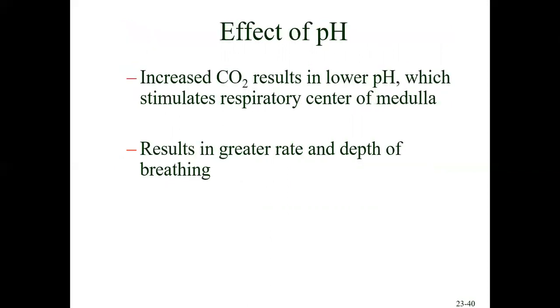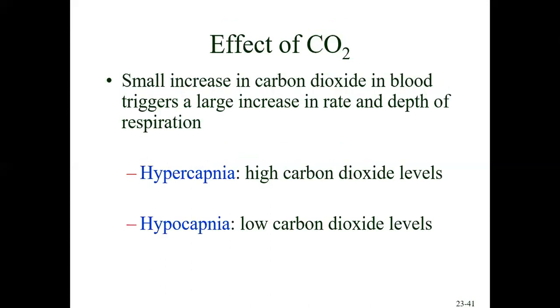Increased CO2 levels cause a lower pH, and usually that stimulates the respiratory centers in the medulla of the brainstem to make you have a faster breathing rate. It also tries to get you to breathe a little deeper as well. So usually people that are in an acidosis type condition, with CO2 levels going up, have a faster respiration rate.